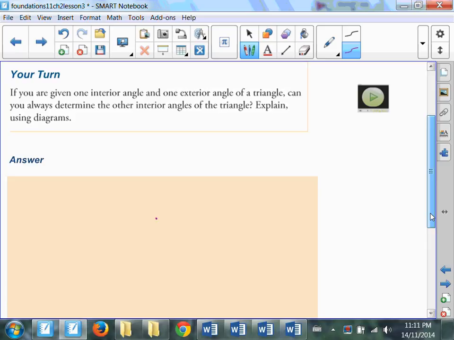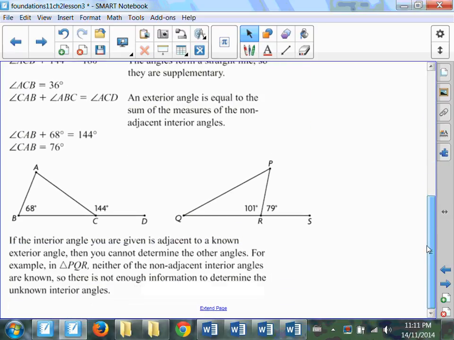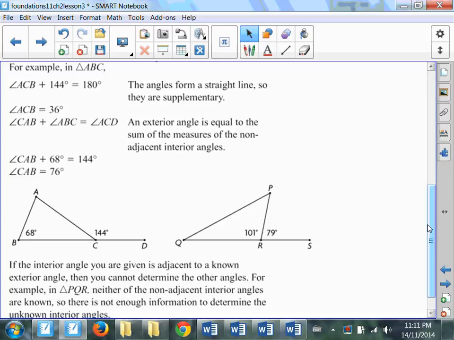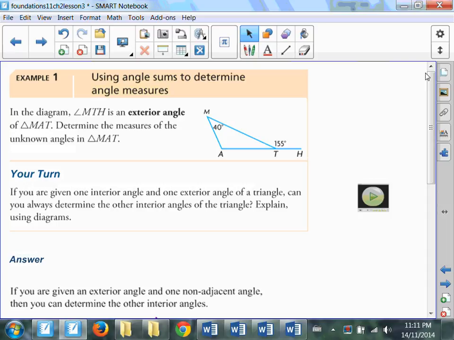Okay, so if we take a look at this here, got a picture down here. If we have triangle ABC, we see that the exterior angle is equal to the sum of the measures of the non-adjacent interior angles. So, what does that mean?